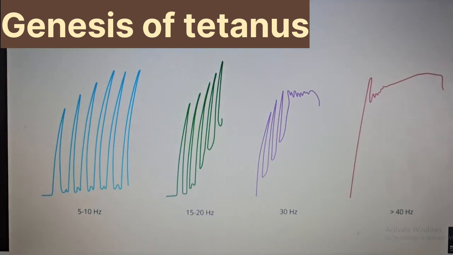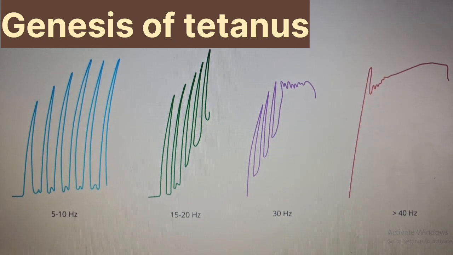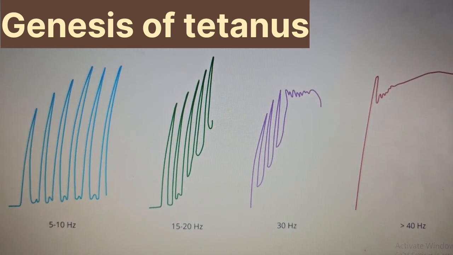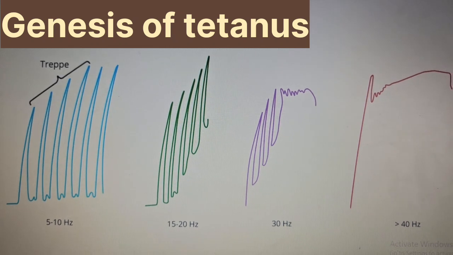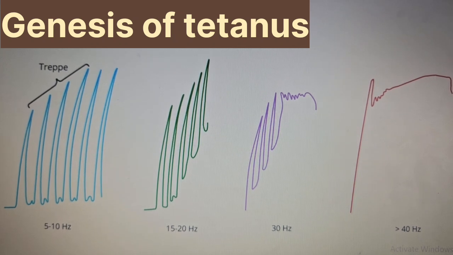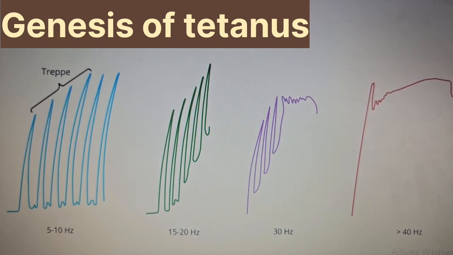The recordings look something like this. You can see the frequency of stimulation increasing in every graph. In the first graph, we can see that the amplitude of the response increases with each stimulus. This gives the graph a staircase-like look.